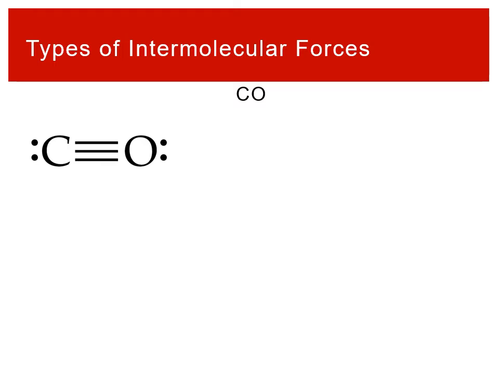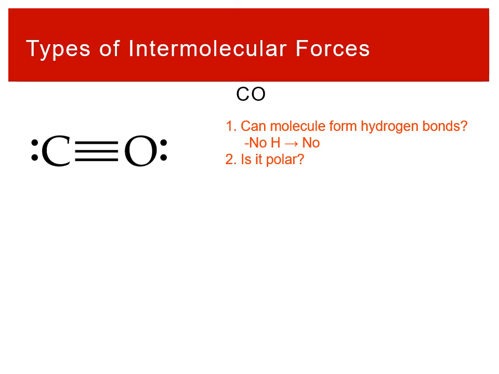Carbon monoxide, CO. Can this form hydrogen bonds? This time it does follow what makes sense. No, because there's no hydrogen. If there's no hydrogen, no hydrogen bonds. Is it polar? Different atoms in my 2-atom molecule means it's polar. So yes, carbon monoxide is a polar molecule.